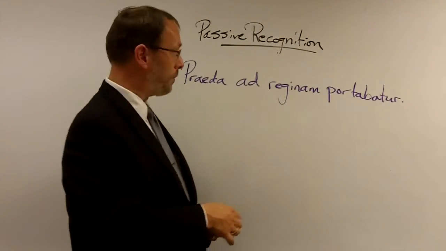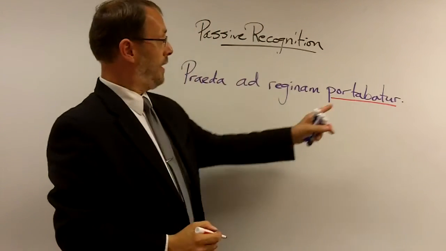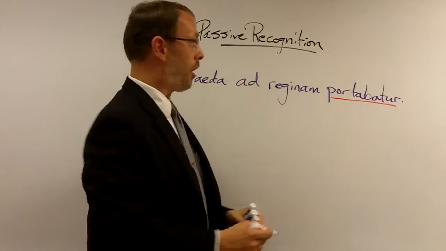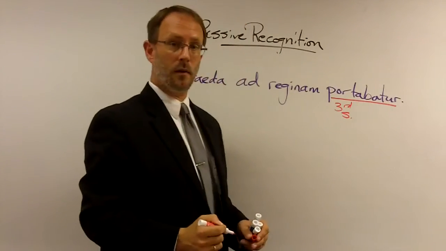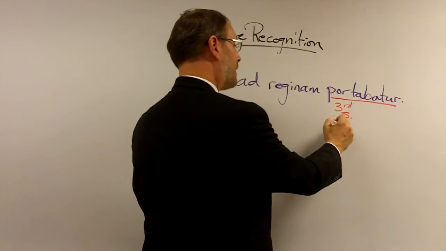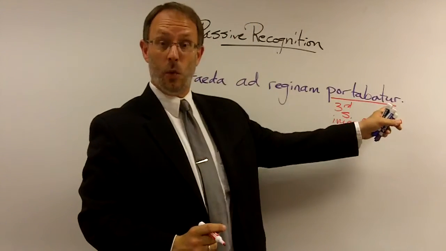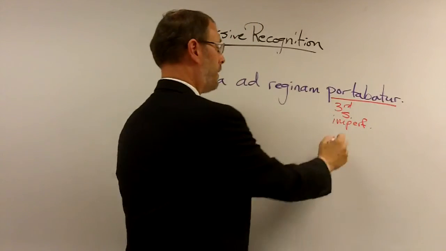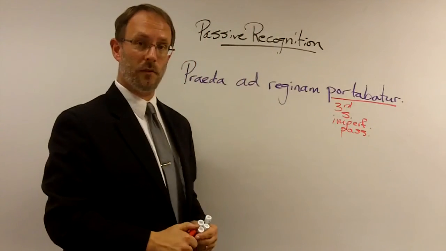What you should have done would be to underline portabatur. And based on our new endings, that TUR tells me that it's third person, singular. BA, we've been seeing that for a long time now. We know BA means imperfect. The TUR again means that it's passive. So this is third person singular, imperfect, and passive.